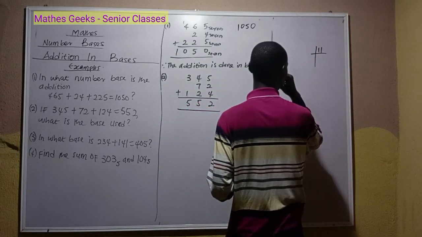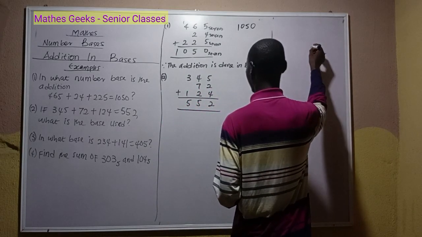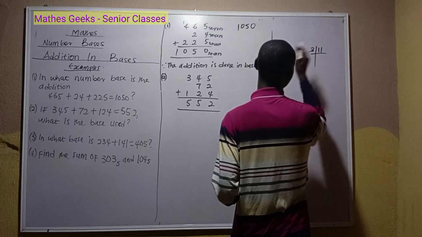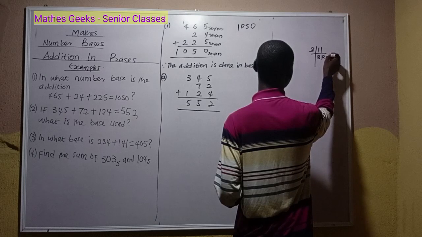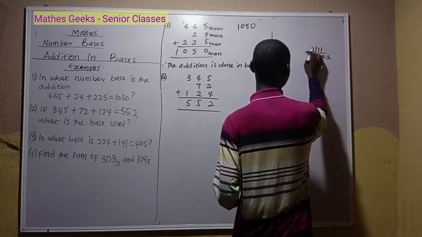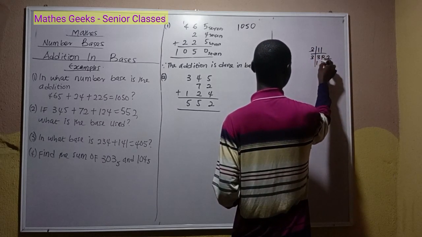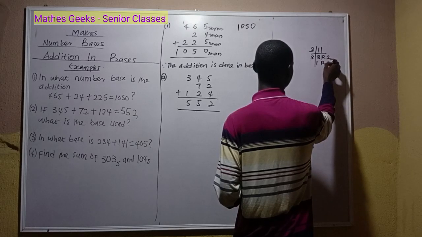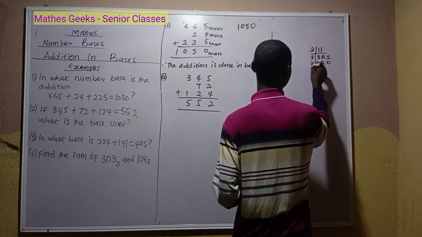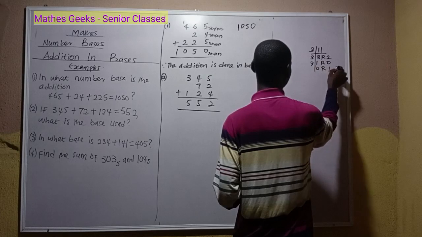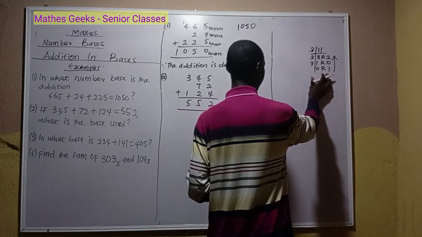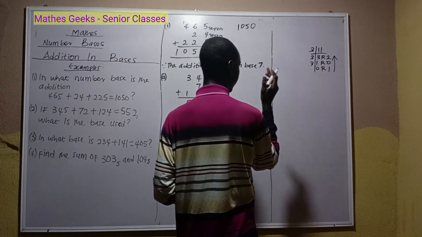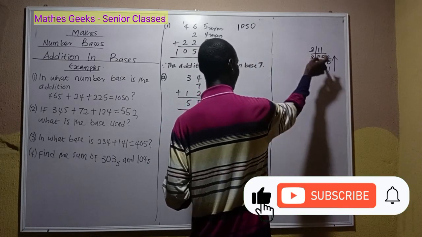Okay, so let's try 11 in base 3. 3 into 11 will give me 3, remainder 2. 3 into 3 is 1, remainder 0. And 3 into 1 is 0, remainder 1. This is 102. It cannot be 102 because it has 3 digits, and addition always gives 2 digits, where you write one and carry the other. So it cannot be base 3.